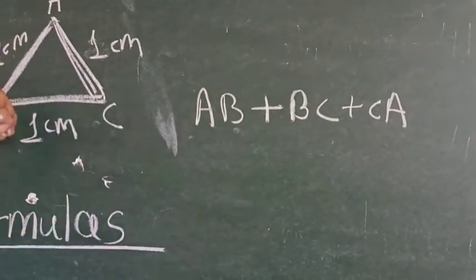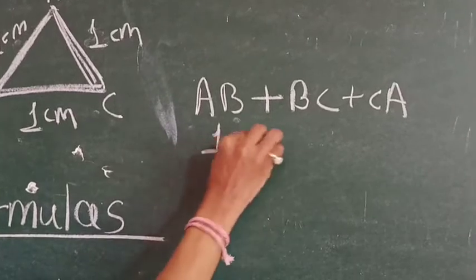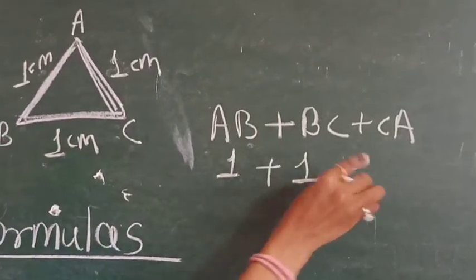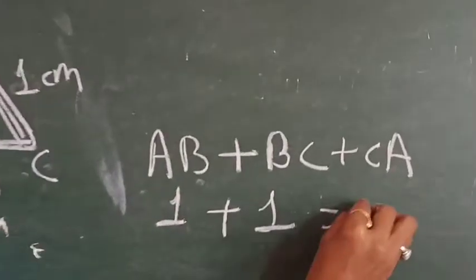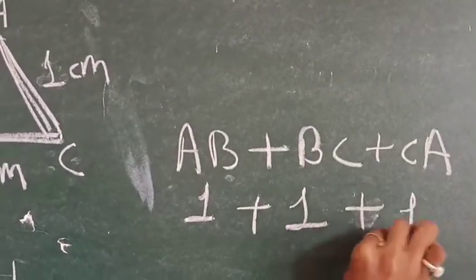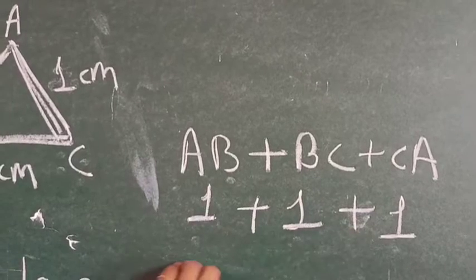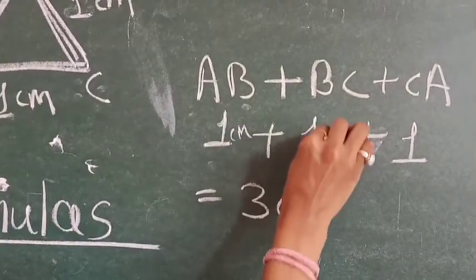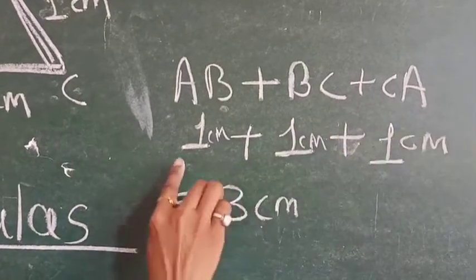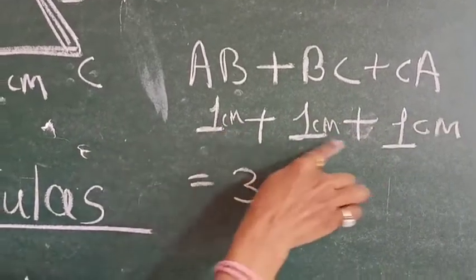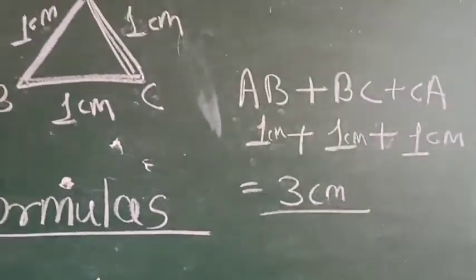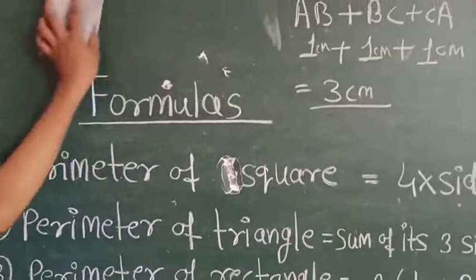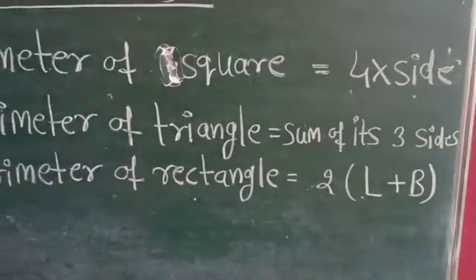What is AB? 1 centimeter. What is BC? 1 centimeter. And what is CA? 1 centimeter. 1 and 1 and 1. What is the answer? 3. Okay, you have to write the unit also. This is compulsory for you. You have to write the unit. So this is your answer. This is your perimeter of a triangle.